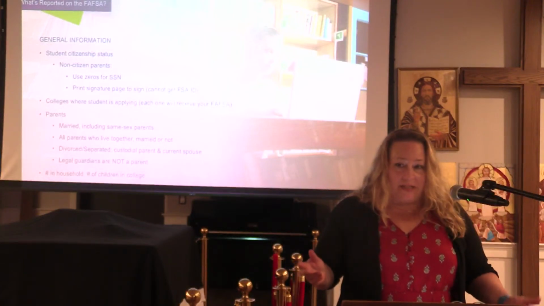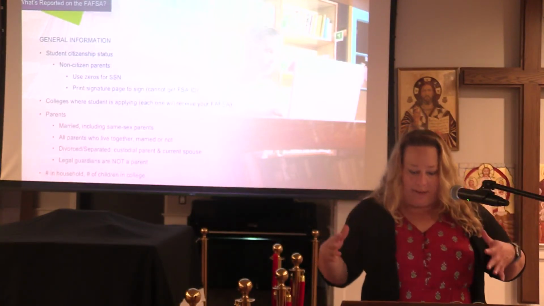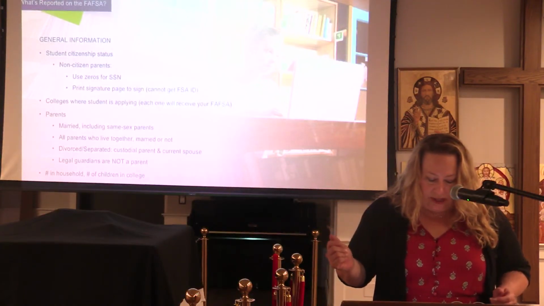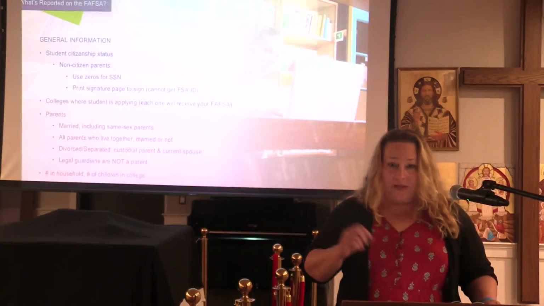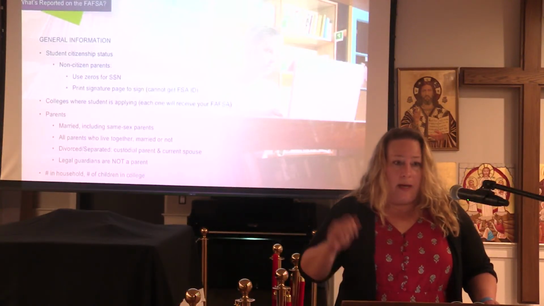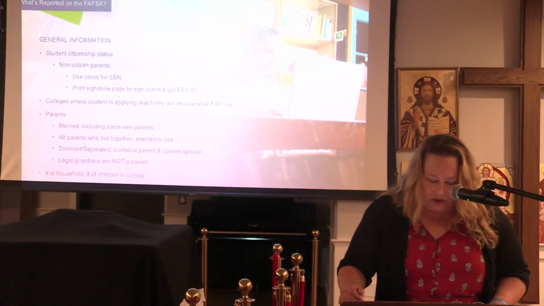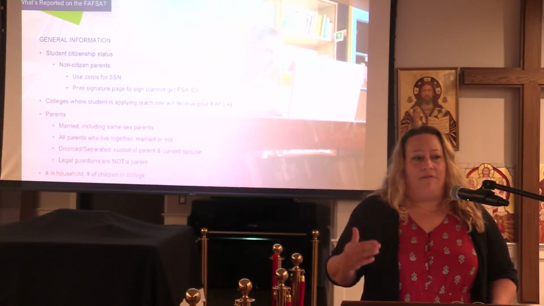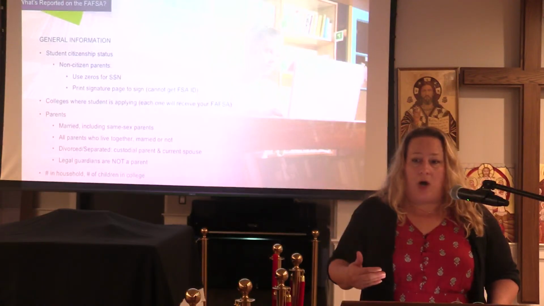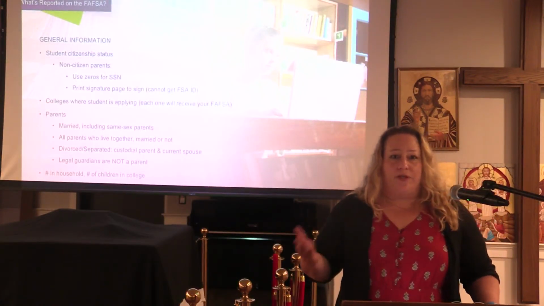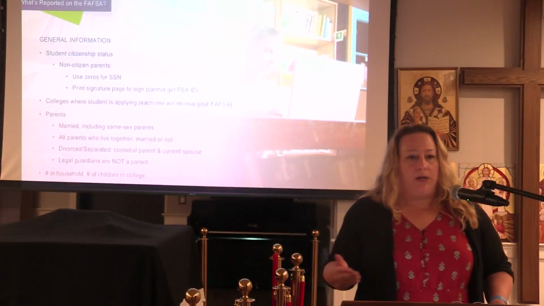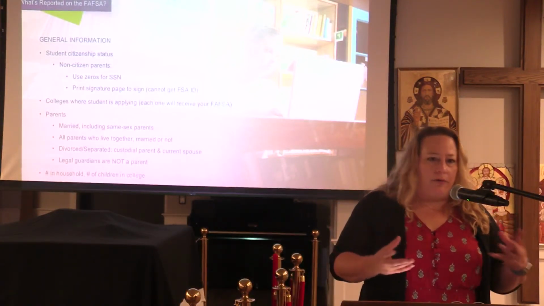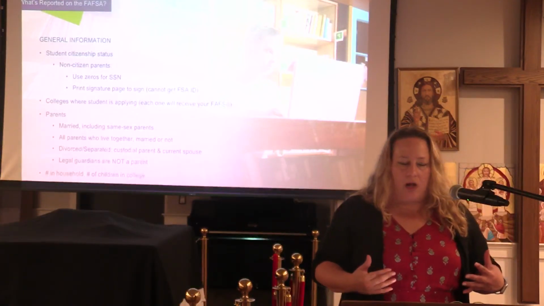So some of the information that's going to be on there: there's going to be student information and parent information. Non-citizens would use zeros in their SSN, and they'd have to physically sign the FAFSA and mail it in because they won't be able to electronically sign it. The colleges the student's applying to. Now, on the FAFSA form, you can list up to 10 colleges. So what if a student's applying to 12 colleges? You'll want to list the 10 colleges that have the earliest deadlines. If they're all around the same time, list the top 10 colleges.